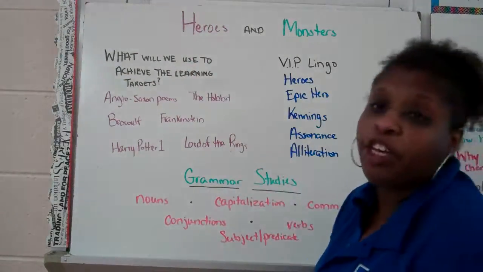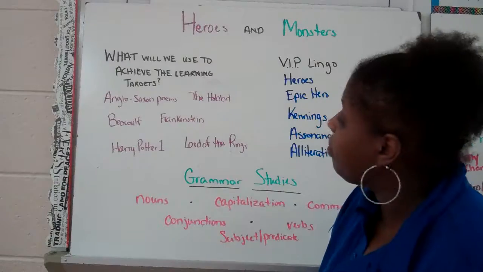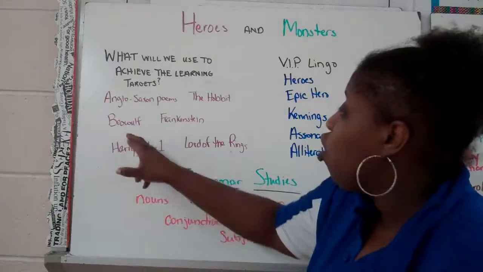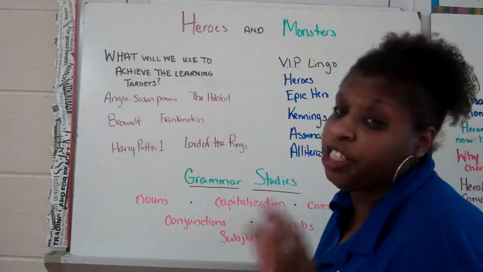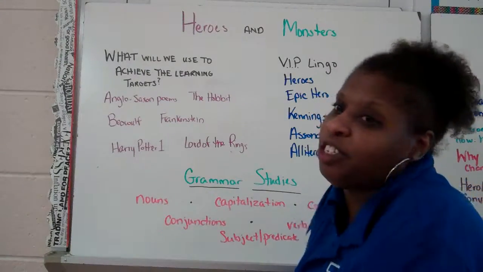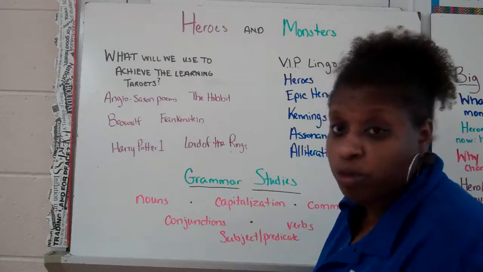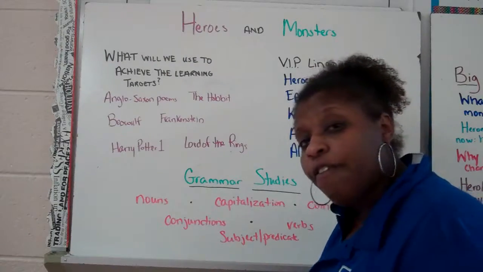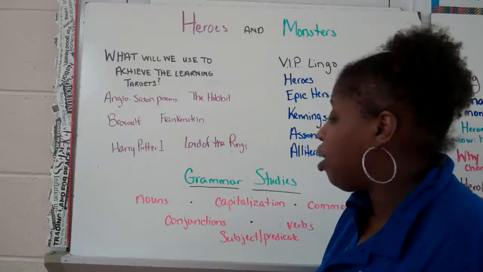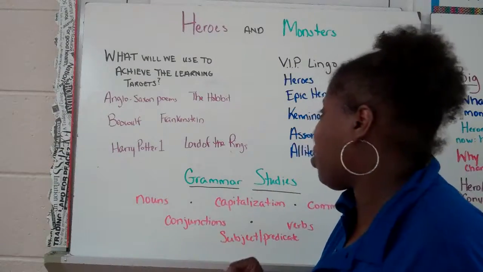So, what will we use to achieve the learning targets? Well, we're going to read some Anglo-Saxon poems. There's 3. We're going to read a chapter from The Hobbit and watch a segment of the film. We're going to read the first British hero, Beowulf, and then we're going to read the first evil monster, Frankenstein. We're also going to look at Harry Potter 1, The Sorcerer's Stone, and we're going to look at some scenes from The Lord of the Rings. We're going to look at the journey of Smeagol, aka Gollum, who tries to turn into a hero, but he can't escape his monstrous ways.